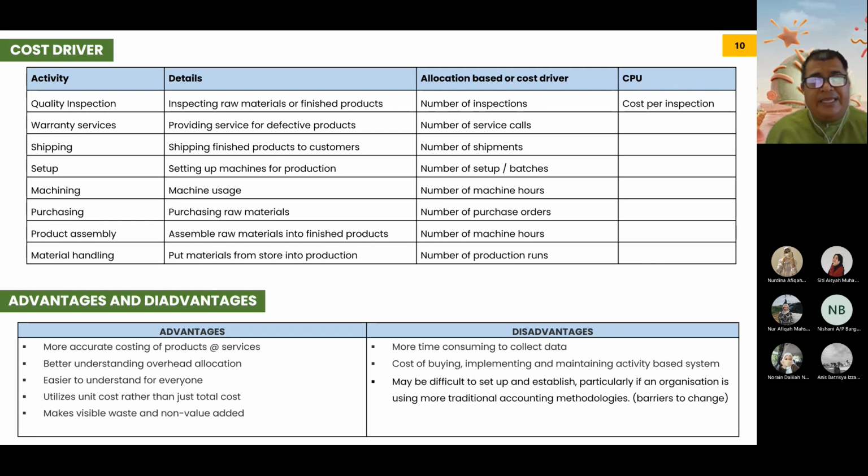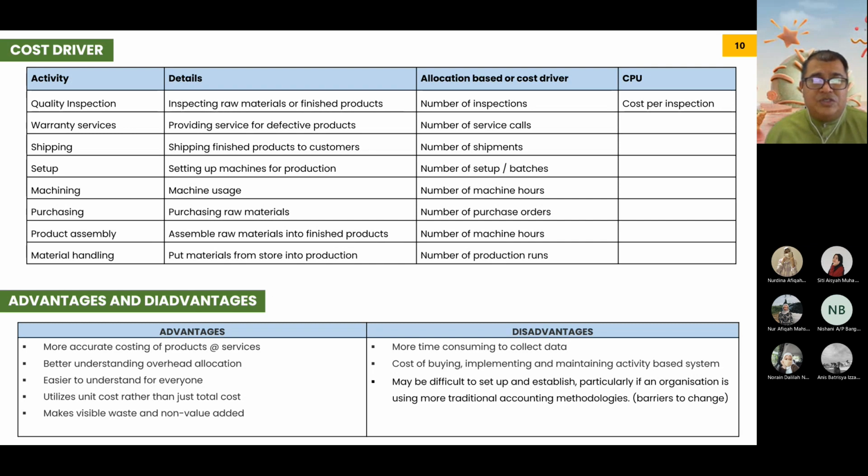Shipping a finished product to consumer, to customer, we can use number of shipment. Setup machines for production, we can use number of setup. Machining, machine usage, we can use number of machine hour. Purchasing raw material, number of purchase order. Product assembly, assemble raw material into finished product, number of machine hour. And material handling, put material from store into production, number of production run.